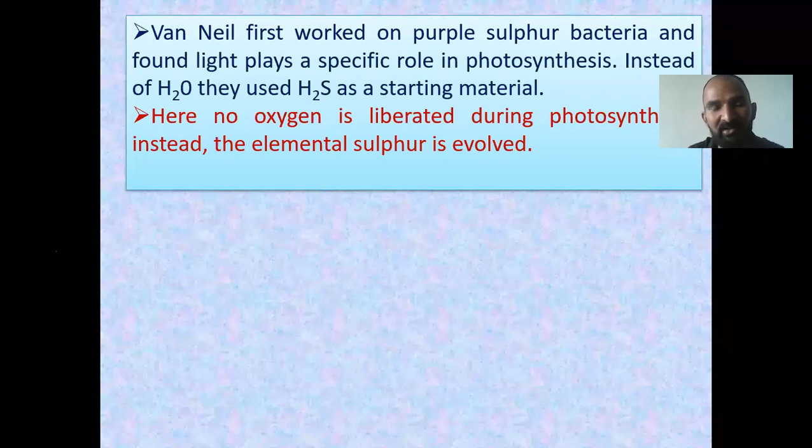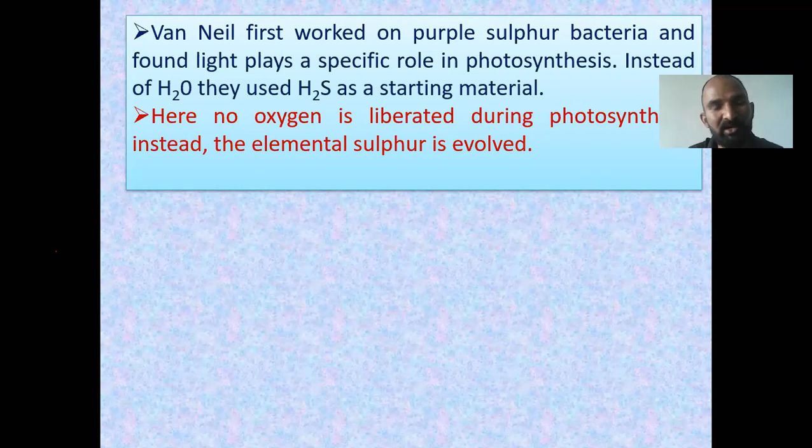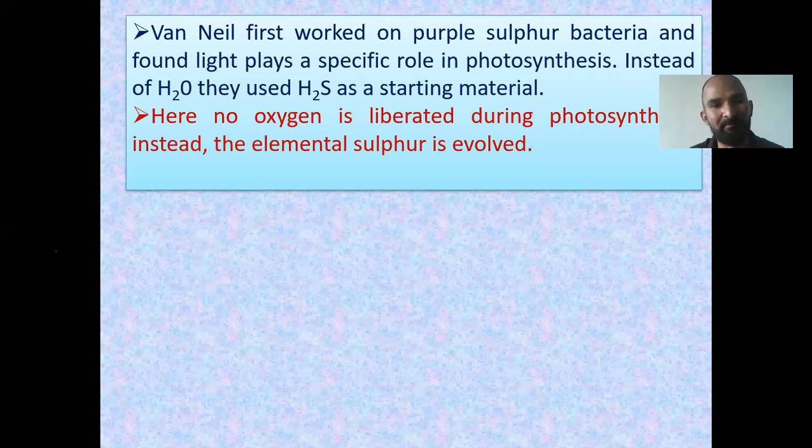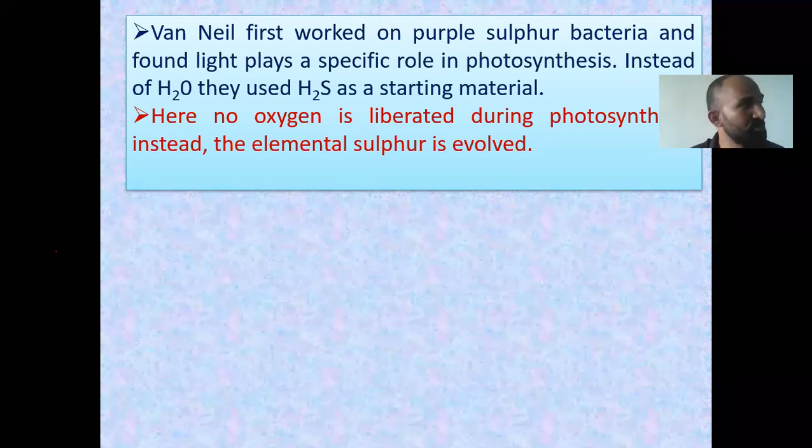So why does it produce sulfur? Because of the raw material that Van Niel provided. One is carbon dioxide and the second one is H2S. Instead of H2O, H2S was given. That's why the bacteria carried out photosynthesis, synthesized the food material and liberated sulfur. So the oxygen molecules released in the process of photosynthesis come from water, not from carbon dioxide.